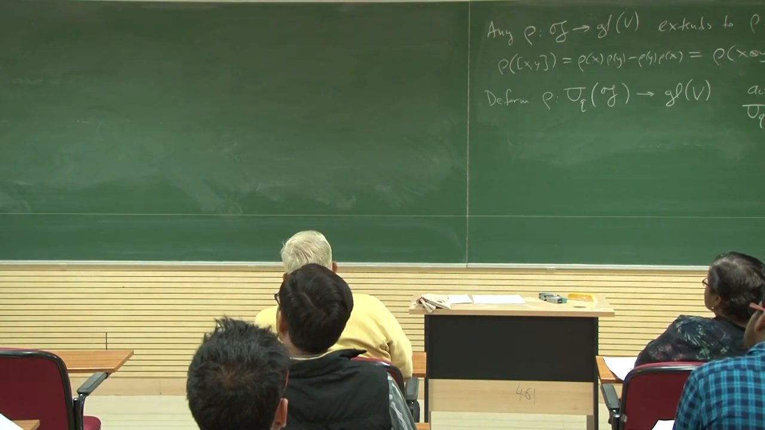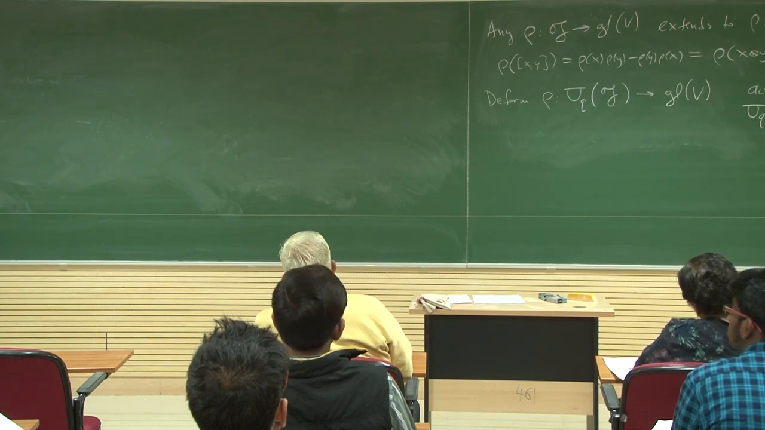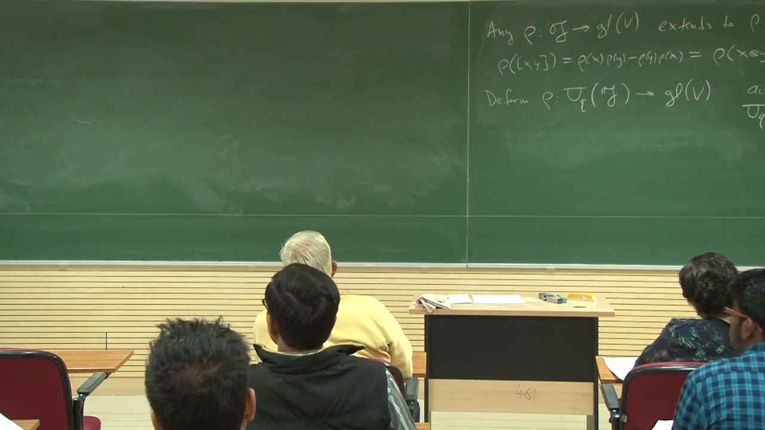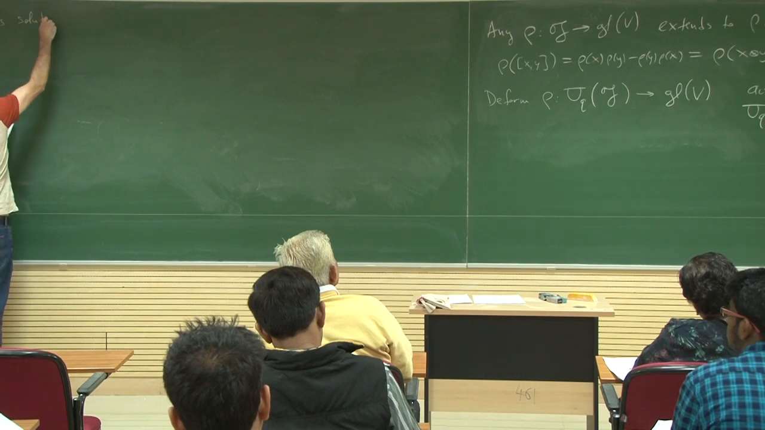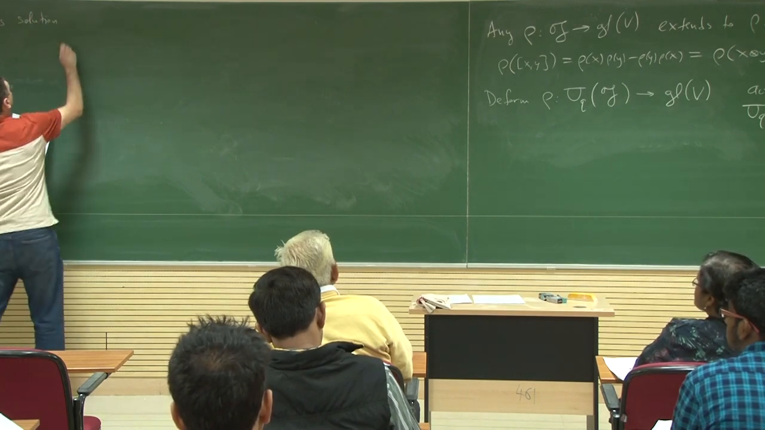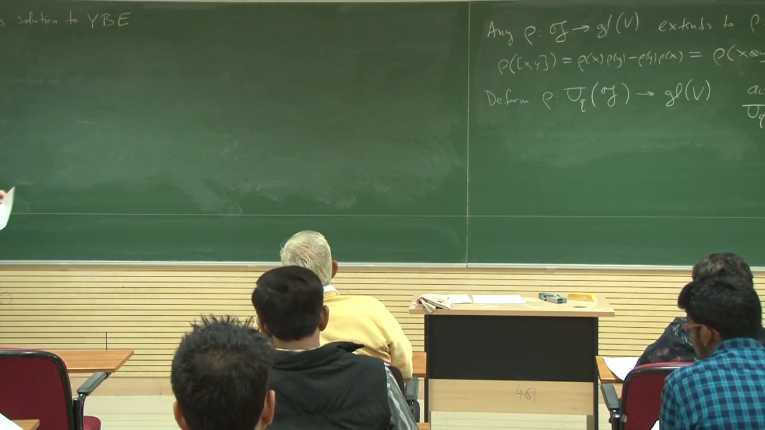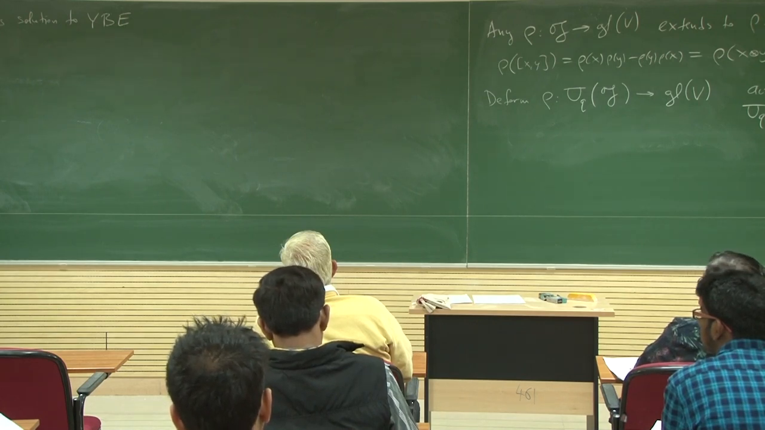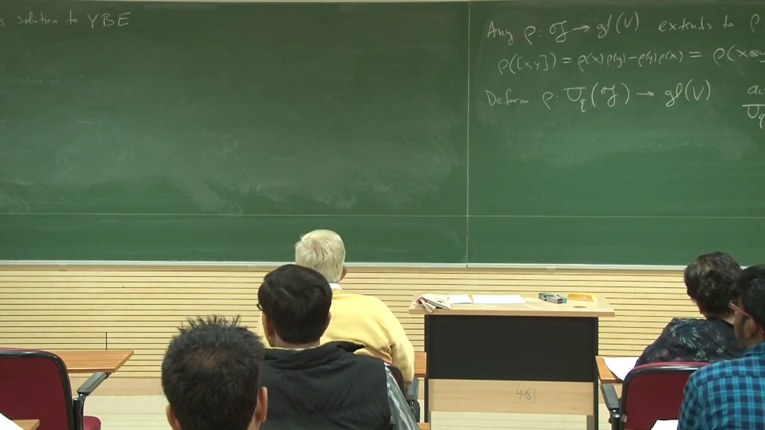So every irreducible representation of the quantized universal enveloping algebra gives a solution to the Yang-Baxter equation. I believe this is Drinfeld's theorem. I'm not positive. Jimbo and Drinfeld are the two names associated with this. I believe this is Drinfeld. So here is the idea.